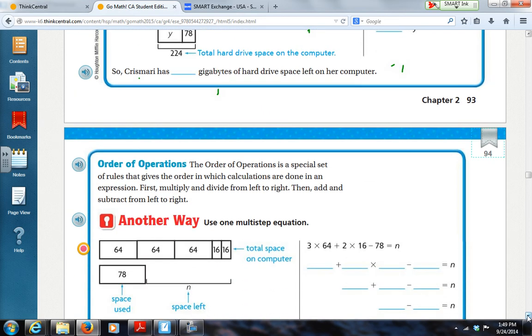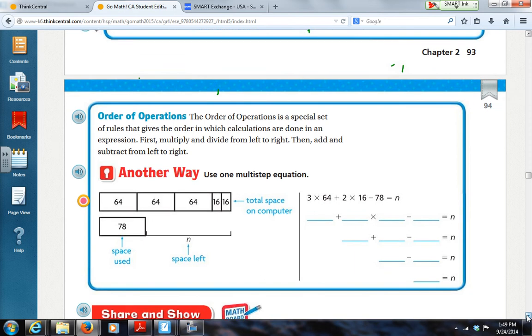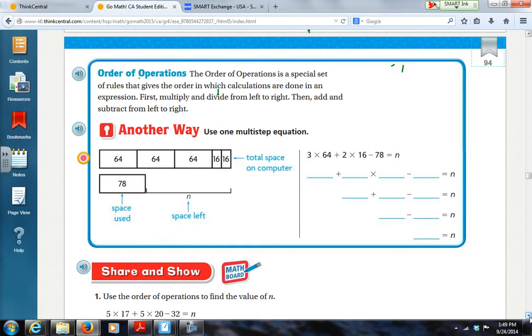All right, so order of operations. It says the order of operations is a special set of rules that gives the order in which calculations can be done or are done in an expression. First, multiply and divide from left to right. Then add and subtract from left to right. Okay? All right.